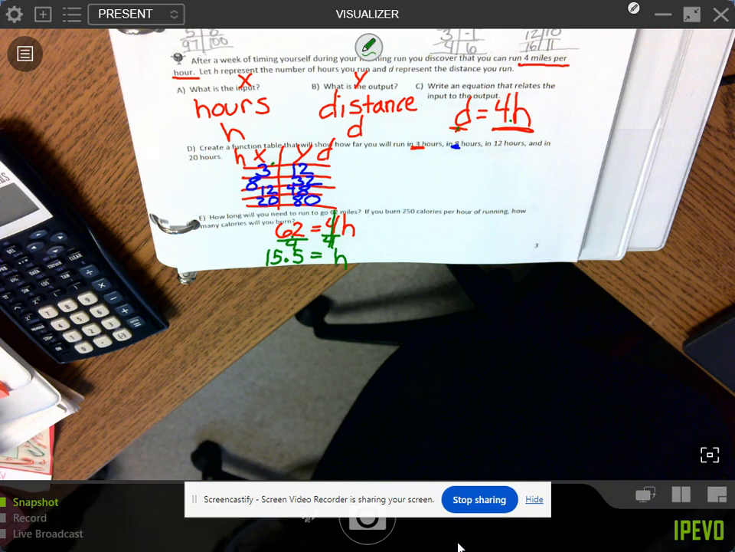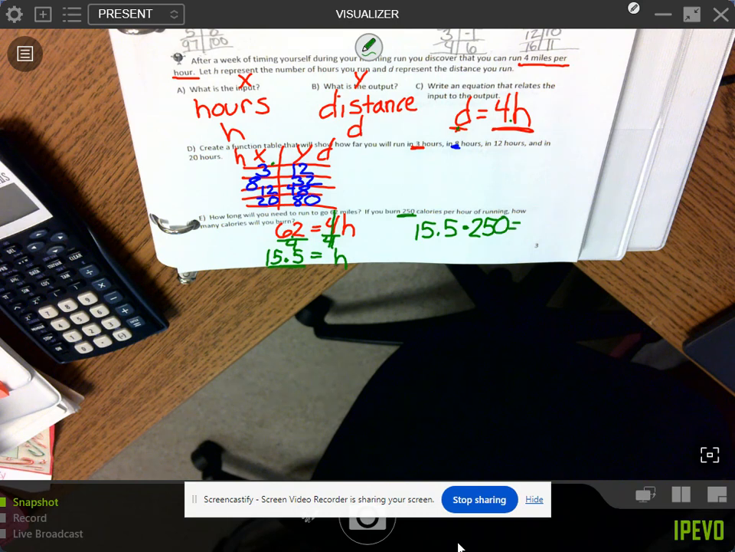You have to do 15.5 times 250. Yeah, because I'm burning 250 calories per hour, and I'm running 15 and a half hours. So I need to multiply those together to see how many calories I'm going to burn in this big long run I'm doing. How many calories do I burn, Madden? 3,875 calories.